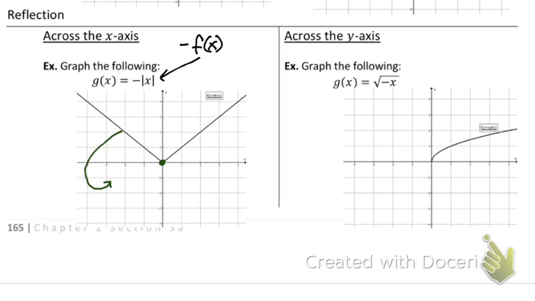Well, 0, you can't reflect it. It's already on the x-axis. Instead of negative 1, 1, I'm going to have negative 1, negative 1. And then I'll flip the next points down here, and the next points. I really don't need to do all of them. But it's going to be a reflection across the x-axis. This is my negative absolute value of x.